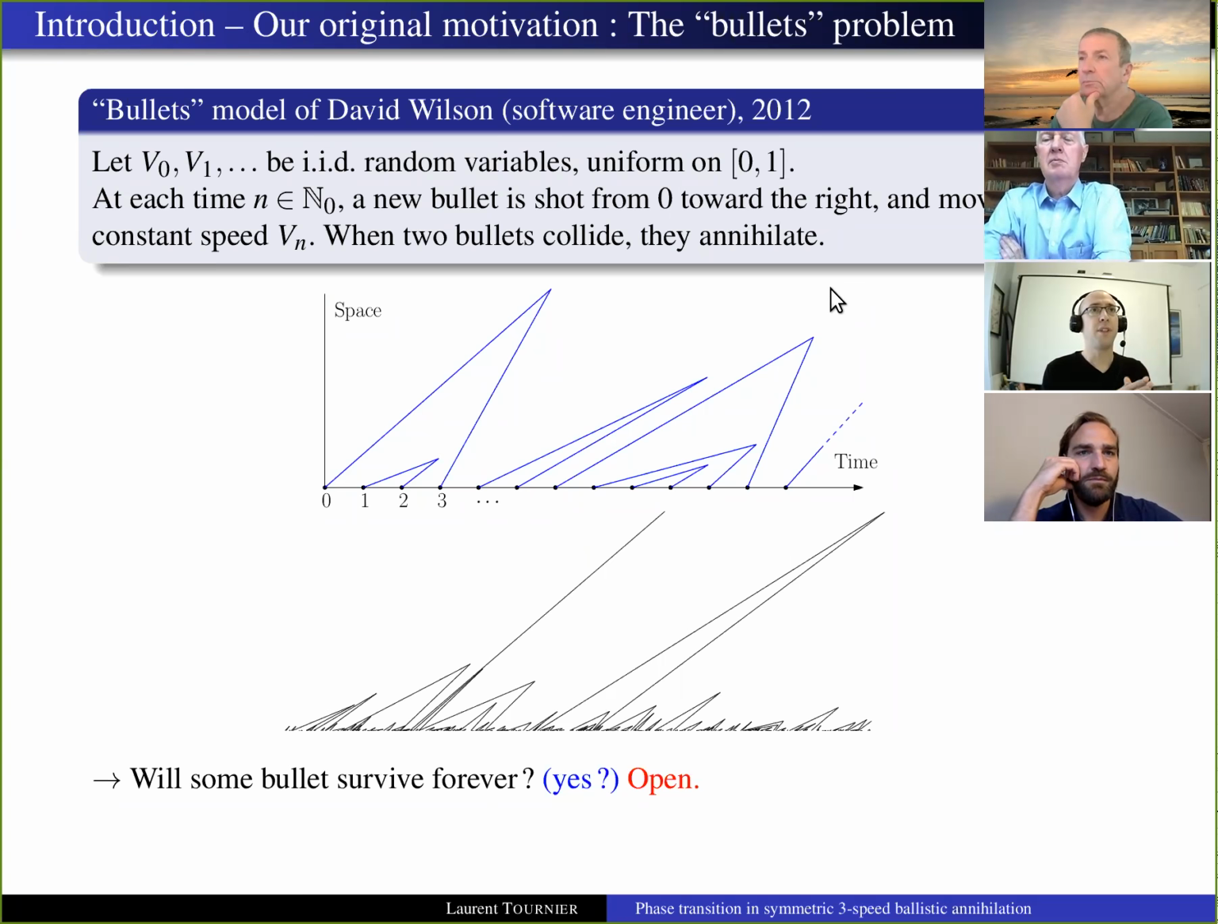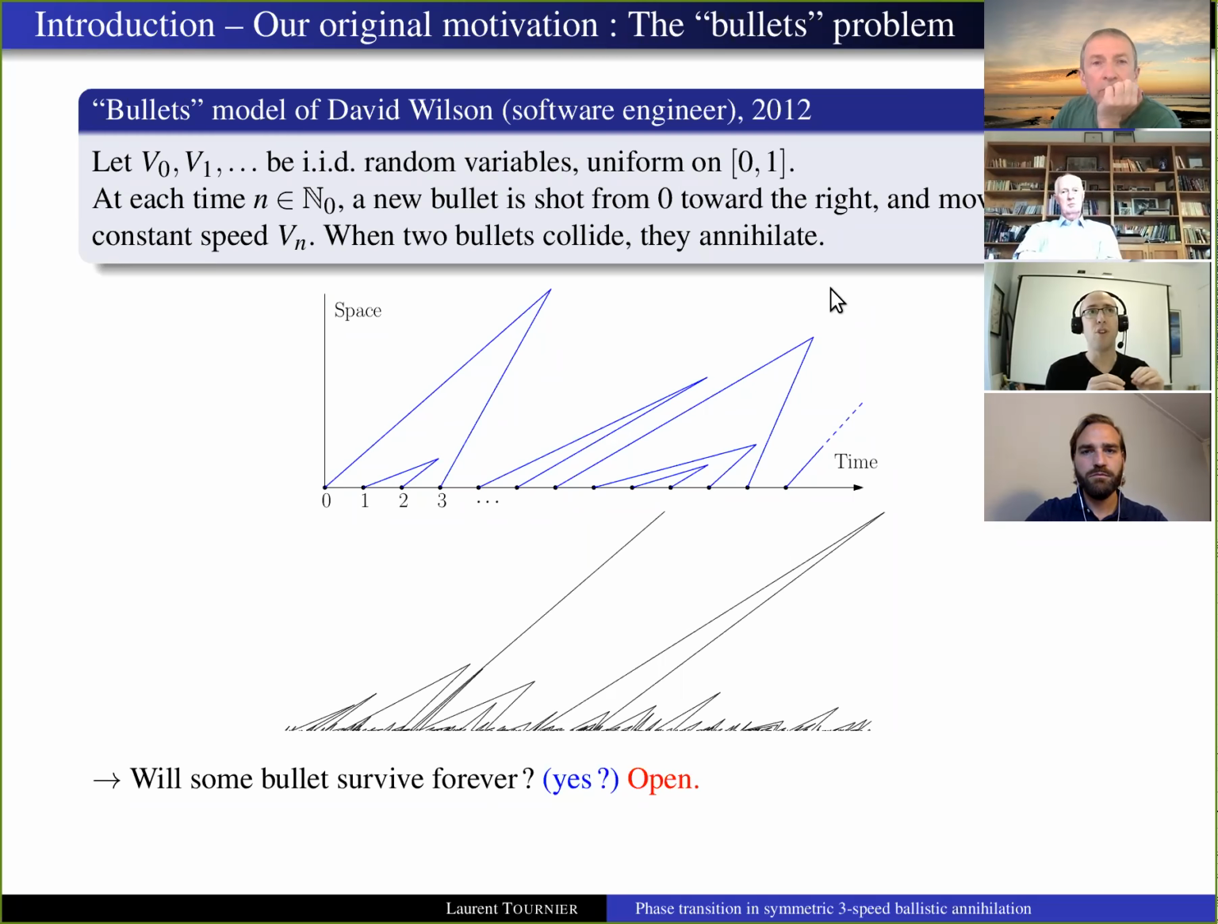It goes as follows. Imagine that you have a gun shooting bullets. There is one bullet per second that is shot, all in the same direction. It's a one-dimensional problem. Only thing is that bullets have random speeds. They are constant over time, but each bullet is given a random speed. Let's say it's uniform on [0,1] and independent from the speeds of the other bullets. And their interaction consists in being annihilated when two bullets collide.